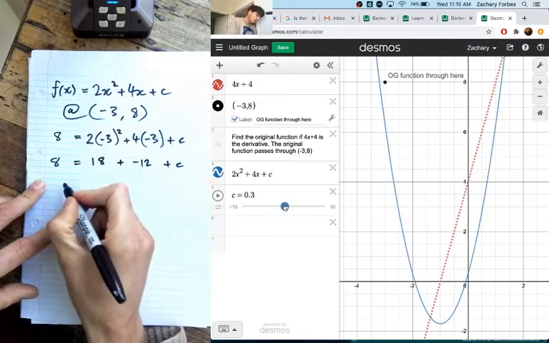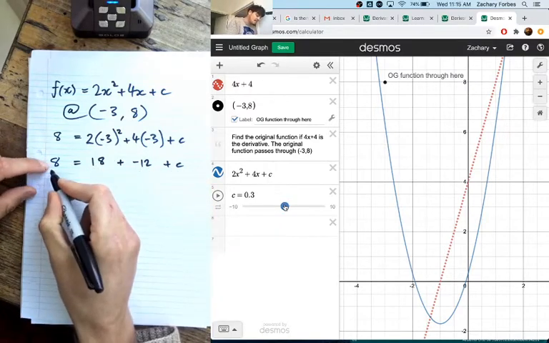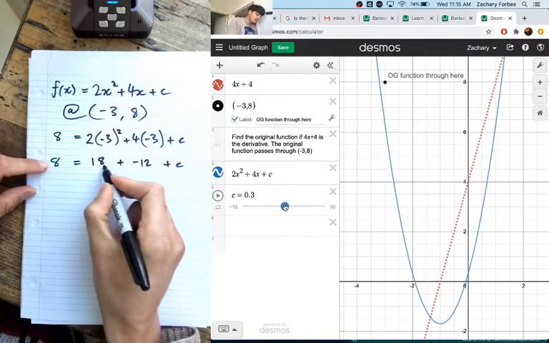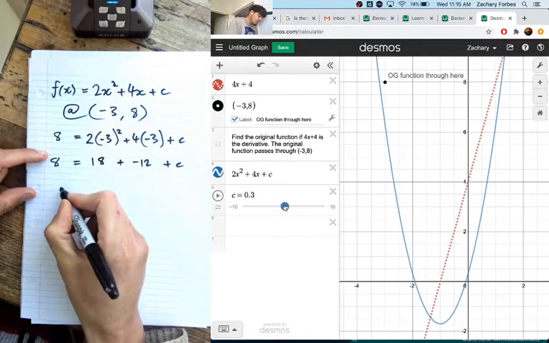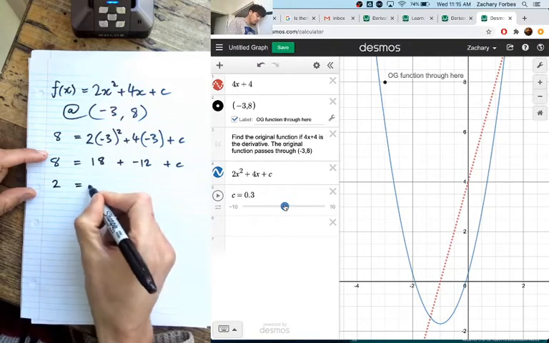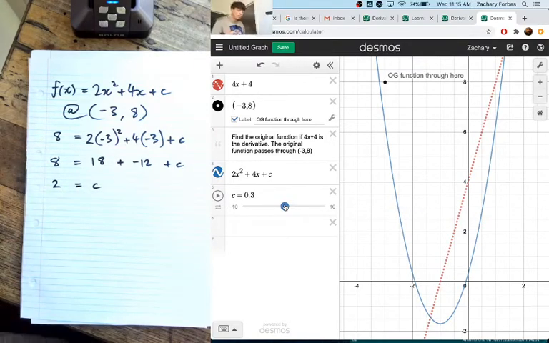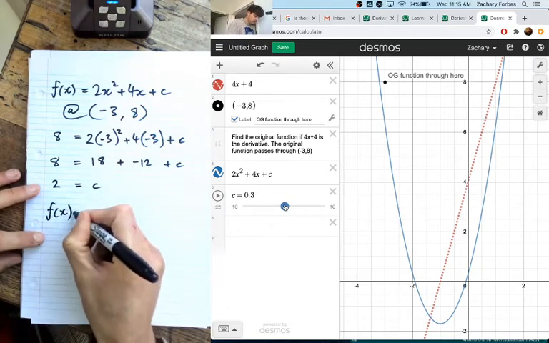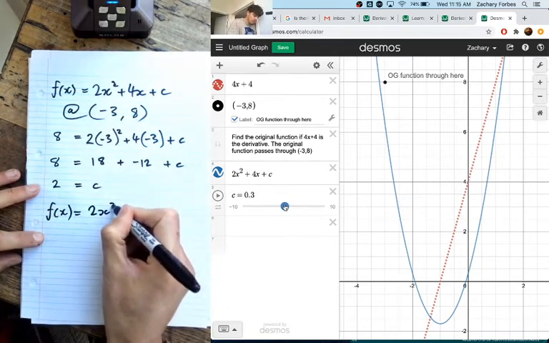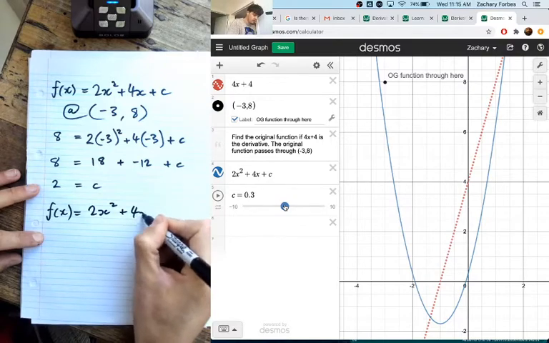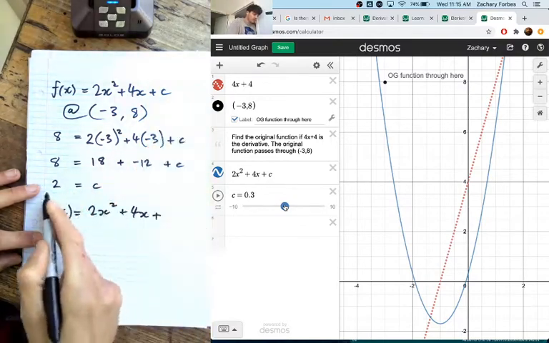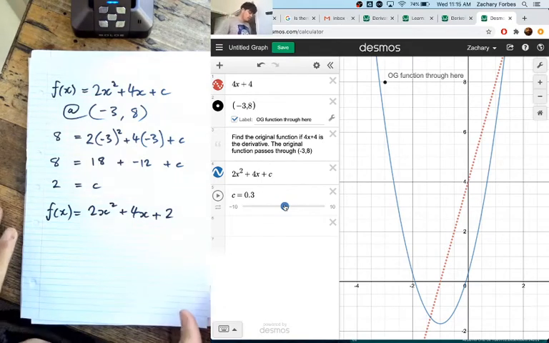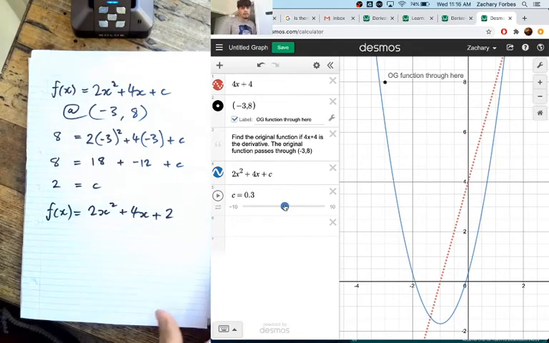So -12 going over here makes it 20. 8 plus 12 is 20. And then 20 minus 18 gets us to 2. So therefore 2 equals c. So our original function is going to be f of x equals 2x squared plus 4x plus, and now we know what c is, it's 2. Nice. So yeah, that's anti-differentiation.